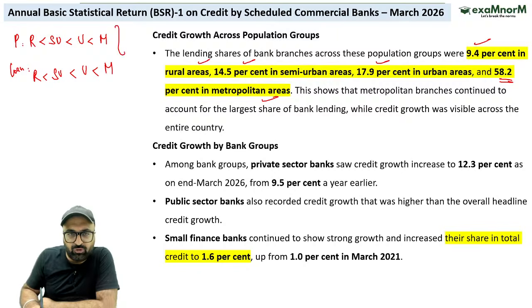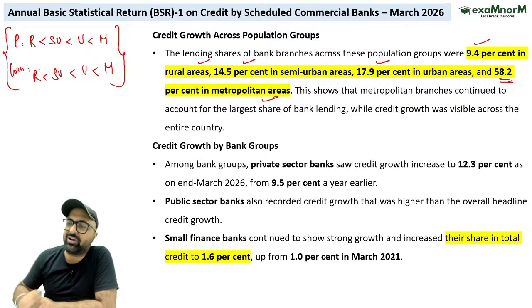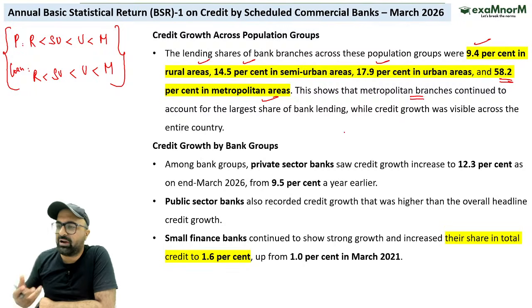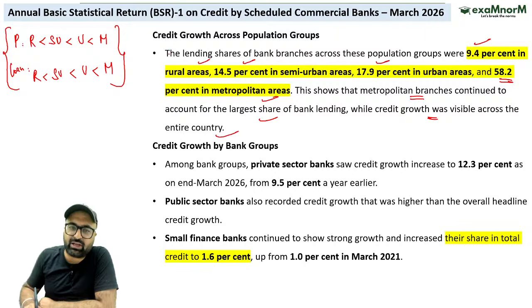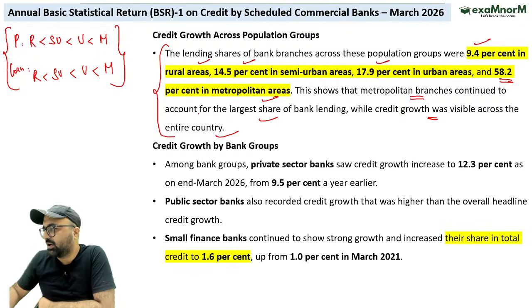तो ये जो flow of order है, that flow of order is same. जितनी ज्यादा population उतना ज्यादा loan. तो highest loan has been taken by metropolitan. It's not the first time it is happening. So this shows that metropolitan branches account for the largest share of bank lending while the credit growth was visible across the entire country. लेकिन अगर हम बात करें सबसे ज्यादा lending was done by which branches of the bank? So that is the metropolitan branches of the bank.